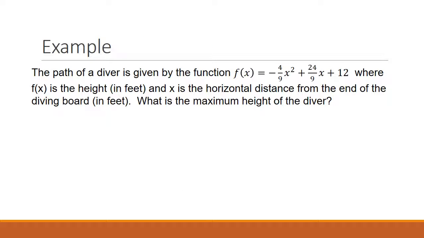So here's our example. We have the path of a diver given by this function. F of x is the height in feet, and x is the horizontal distance from the end of the diving board. What is the maximum height of the diver? So really what you want to find here is the vertex, and there are several ways to do it. Pause the recording, give this a try, and resume to check your answer.